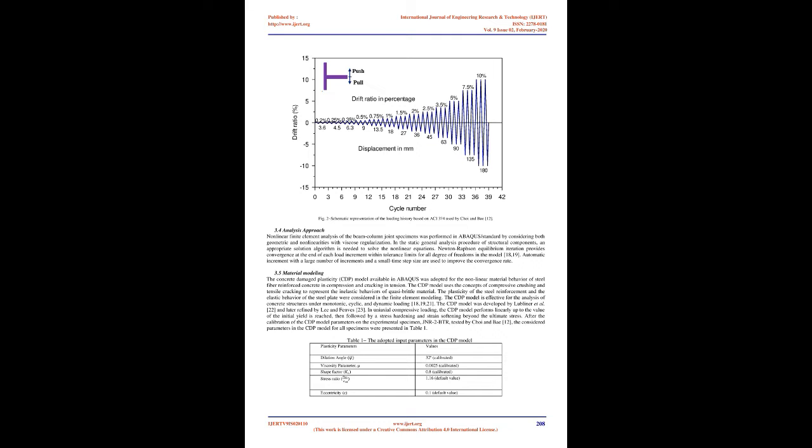A three-dimensional linear 8-node brick element, C3D8R, was employed for modeling of steel fiber reinforced concrete and steel plate. Two-node linear three-dimensional truss elements, T3D2, were used to model steel reinforcements. A mesh size of 40 mm is used for the whole geometry for all elements.